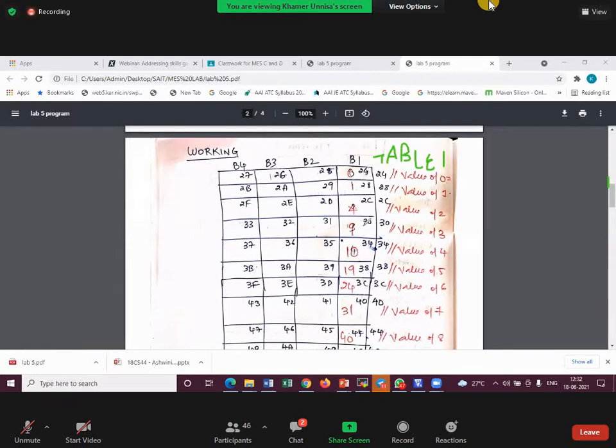So always the starting address. If I want to access this part, what address will I give? 24. 25, 26, 27 are the subsets. Similarly, if I want to access this level, I will give the address 28. If I want to access this level, my address is 2C. So my starting address is always given in the first bank. Understand?